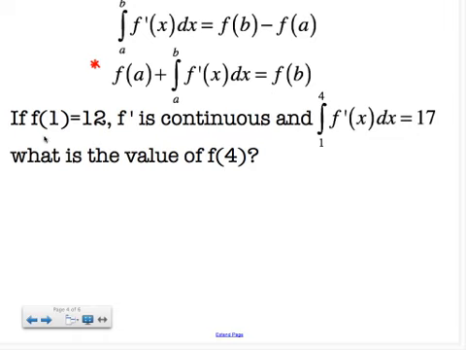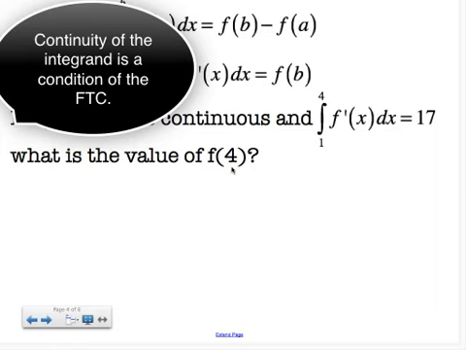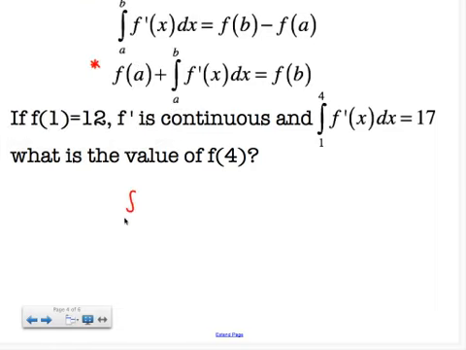So here's an example. If f of 1 is 12, f prime is continuous, and the integral from 1 to 4 of f prime is 17, what's the value of f of 4? So let's do some symbols. We know that the fundamental theorem tells us that the integral from 1 to 4 of f prime of x dx is symbolically equal to f of 4 minus f of 1. Our goal is to solve for f of 4.